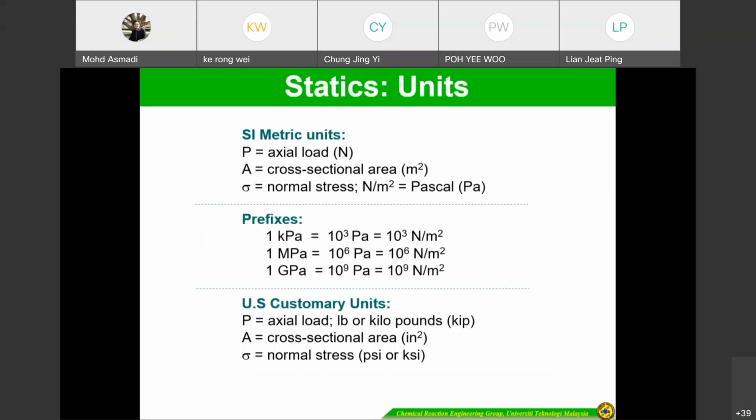While US units are kilopascal, inch, square inch, PSI. So just how to convert: if you don't know, you can refer to Google or any books on how to convert these.